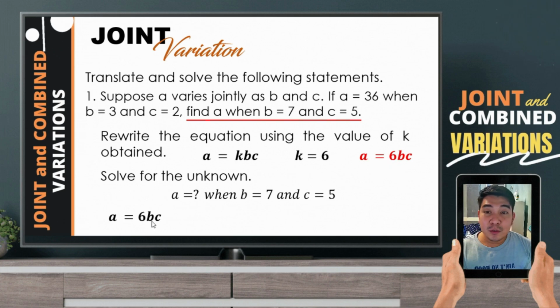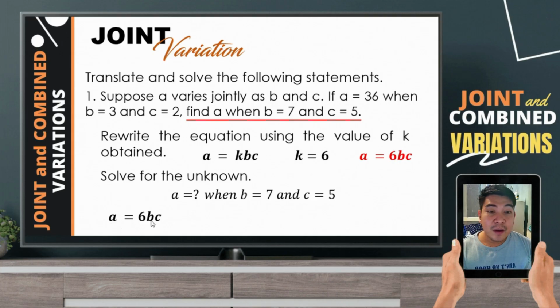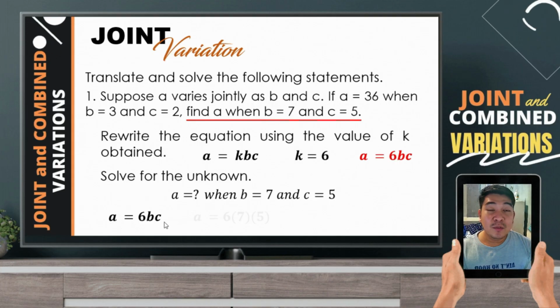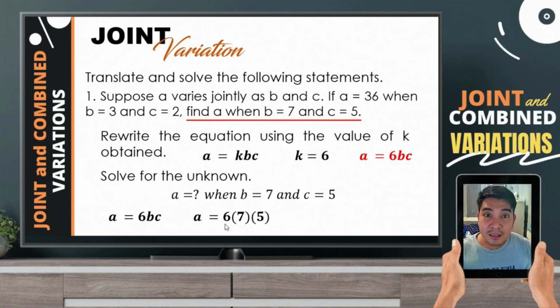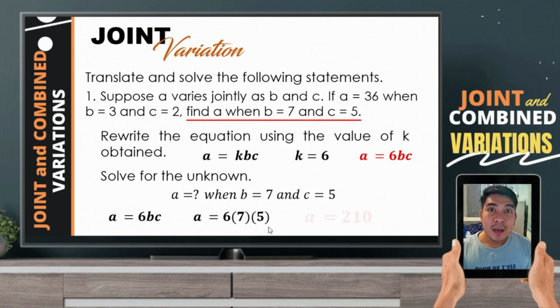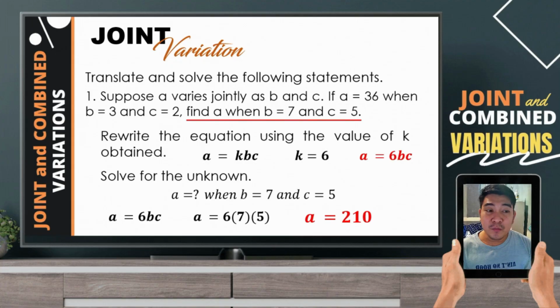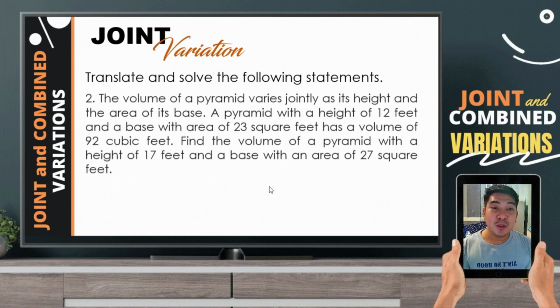So we just need to substitute the values of A, B, and C. The value of A is unknown, so therefore it will still be A. The value of B is 7, and the value of C is 5. Upon substitution, that will become A is equal to 6 times 7 times 5. Multiplying 6, 7, and 5, the value of A will be equal to 210. So therefore, A is 210 when B is equal to 7 and C equals 5. Let us now proceed to example number 2.